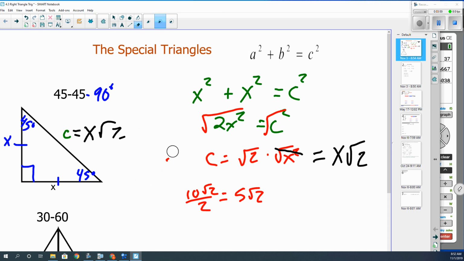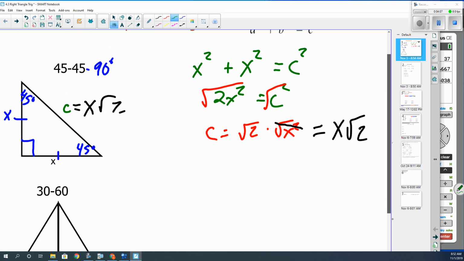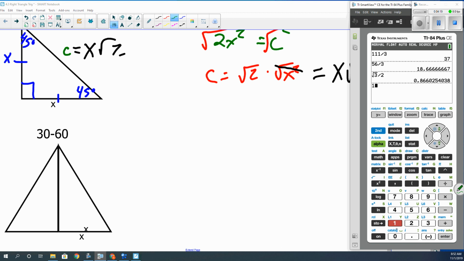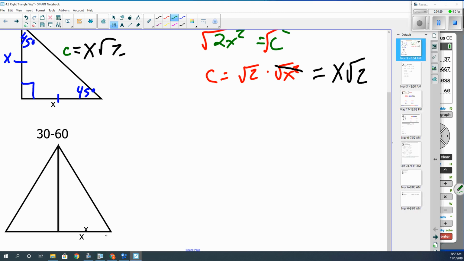Okay, now the 30, 60, 90 triangles, that one actually comes from an equilateral triangle. So here, equilateral or equiangular. An equiangular triangle means all the angles are the same angle measurement. So if I had a triangle where all the angles were the same, I know in a triangle all the angles add up to 180. So if I divided that by 3, I get 60. So each angle in this triangle would be 60 degrees. So this right here would be 60, 60, and 60.